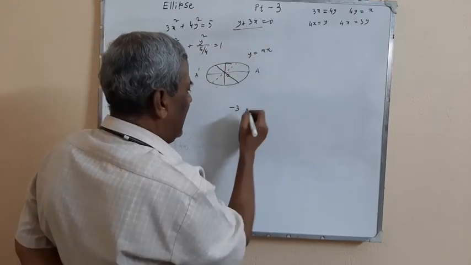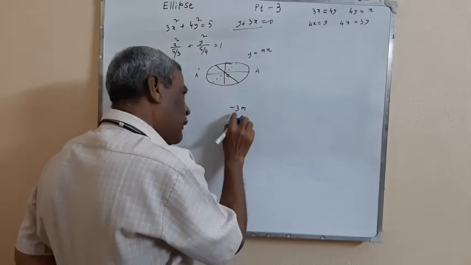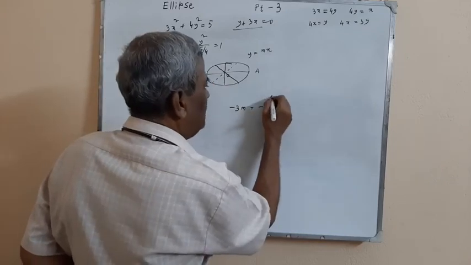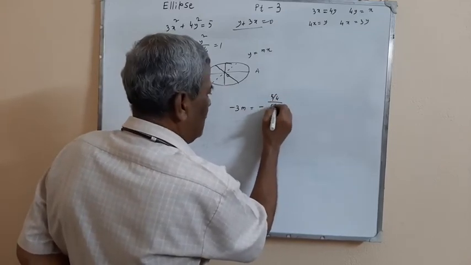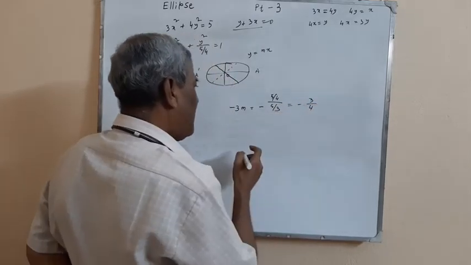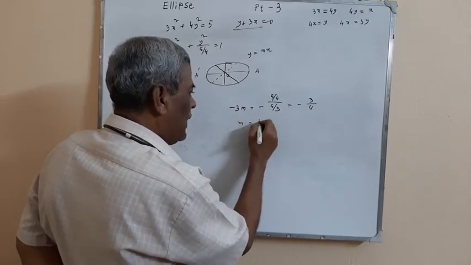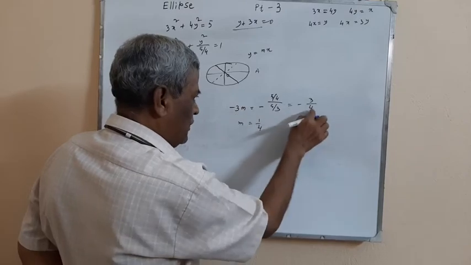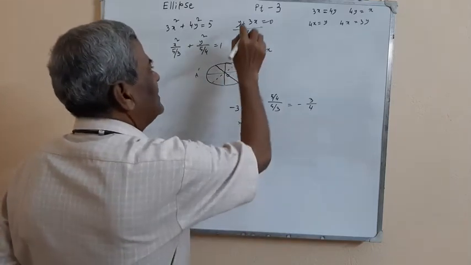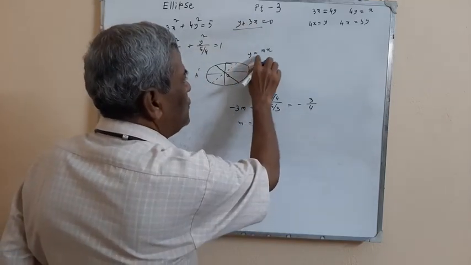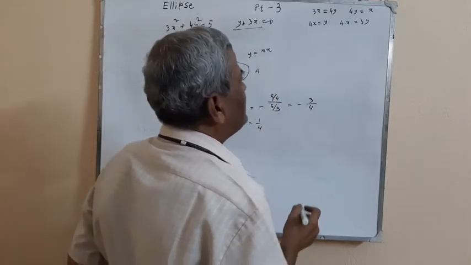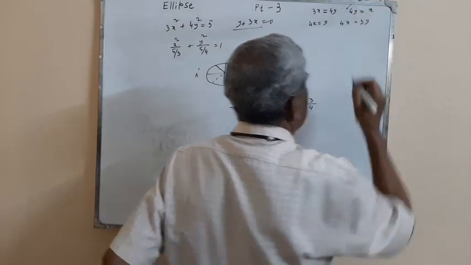Its gradient is m. So we get product of the gradients is equal to minus b square by a square, which is 5 by 4 by 5 by 3, equal to minus 3 by 4. So that we get m is equal to 1 by 4. 3 cancels, m is equal to 1 by 4. So the equation of the diameter conjugate to that is y is equal to 1 by 4 into x, that is 4y is equal to x. So this is the correct option.